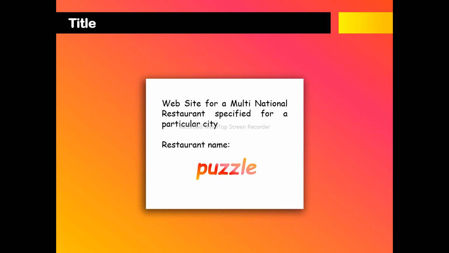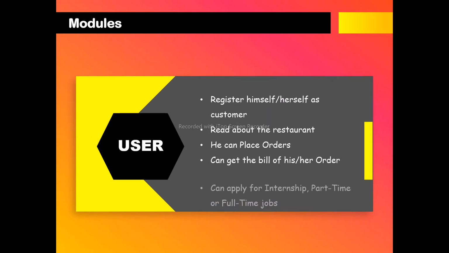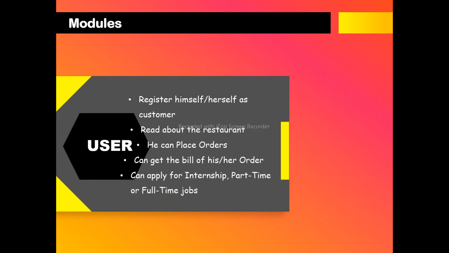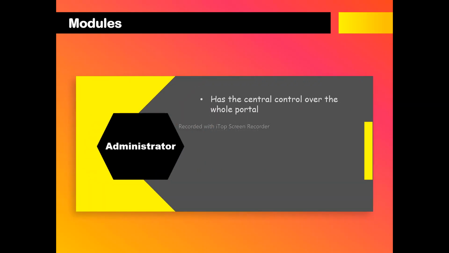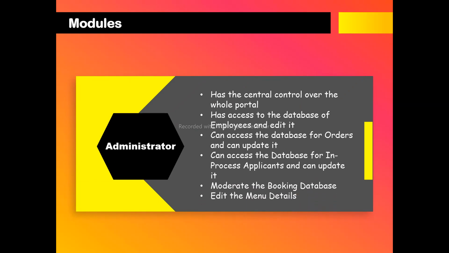Now moving on to its modules, there are two modules, the user and the admin module. In the user module, the user can register himself or herself as a customer, read about the restaurant, place orders, get the bill of his or her order, and apply for internship, part-time or full-time jobs. In the admin module, the admin has central control over the whole portal, has access to the database of employees and can edit it, can access the database for orders and update it, can access the database for in-process applicants and update it, moderate the booking database and edit the menu details. I would be explaining all the functionalities when we view our website.